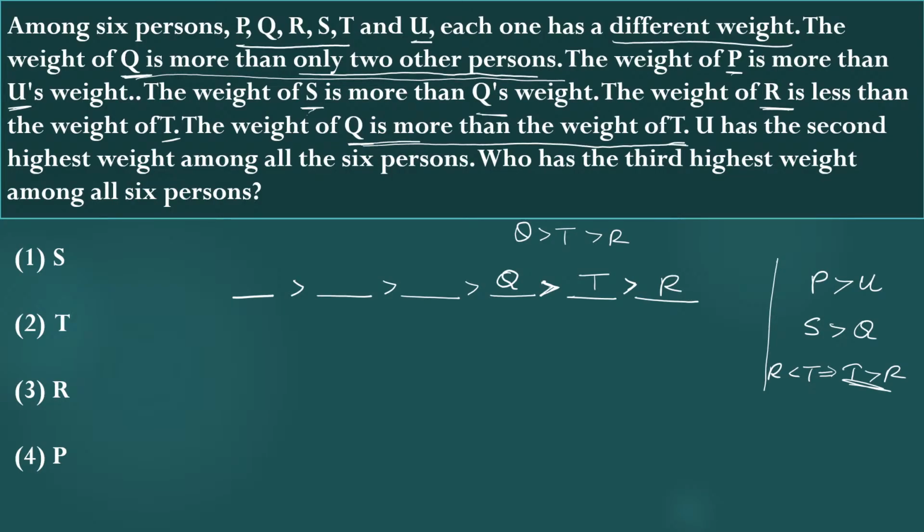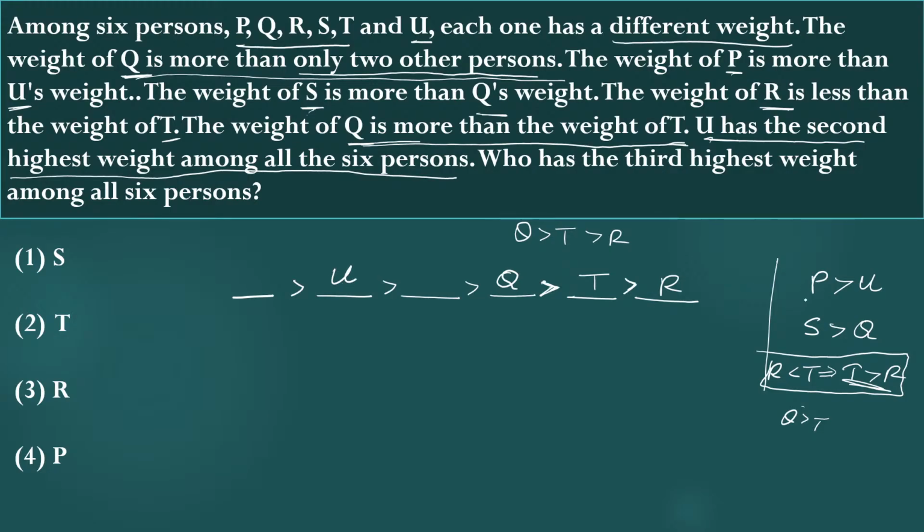Here one piece of information is that R is less than T, meaning T is greater than R, and Q is greater than T. So, Q is greater than T, and T is greater than R. And U has the second highest weight among all the 6 persons. So, for the first weight, we can write U here.